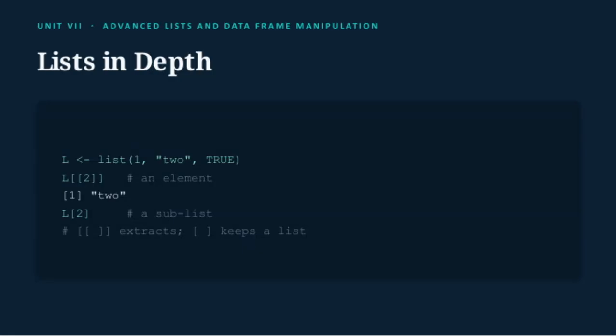Let's dive into lists. One of the most flexible data structures in R here. We create a list with three elements: a number, a string, and a logical value. Notice the difference between double brackets and single brackets. Double brackets pull out a single element directly, while single brackets return a sublist, keeping the list structure intact. Understanding this distinction is key as we explore advanced list and data frame manipulation in this unit.